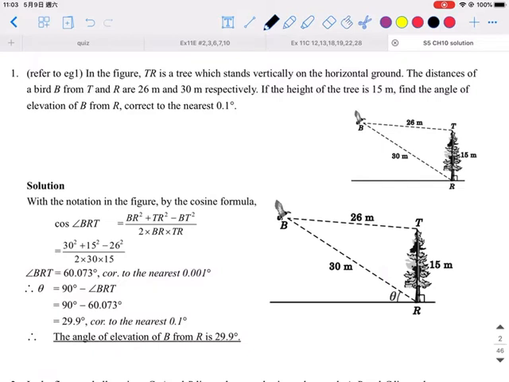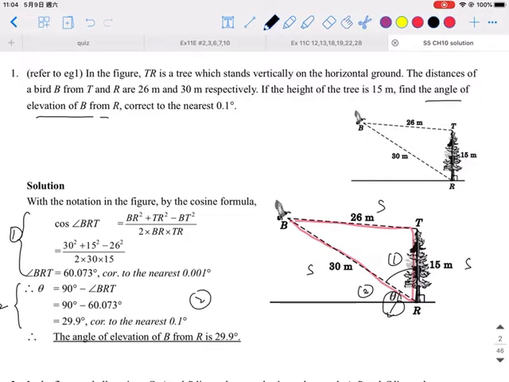For the first one, find the angle of elevation of B from R. That means our target is to find theta. First of all, we consider the triangle TBR, and we have an SSS format. So I can apply the cosine formula to find, as the first step, this angle. So this is part 1. After that, you can use 90 degrees minus part 1, so it's the second part. Then you can get the answer.